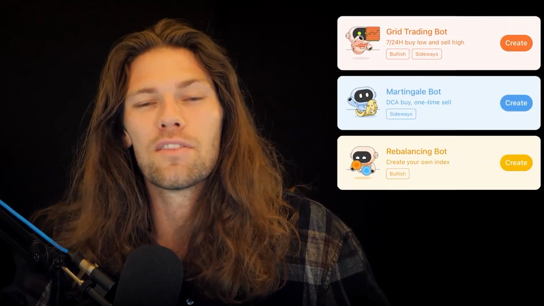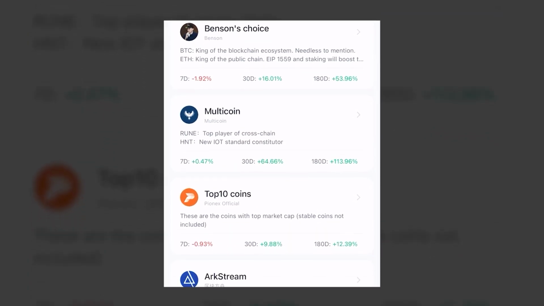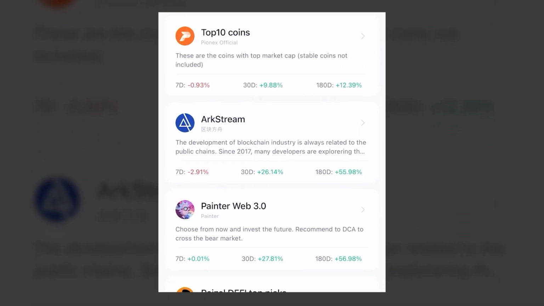And then third is the Rebalancing Bot. This bot allows you to pick an index of cryptos with designated percentages. The bot will then rebalance every time a crypto increases over its designated weight within that portfolio, and this can be a great tool for risk mitigation and automation for your portfolio. It's kind of a set it and forget it method.